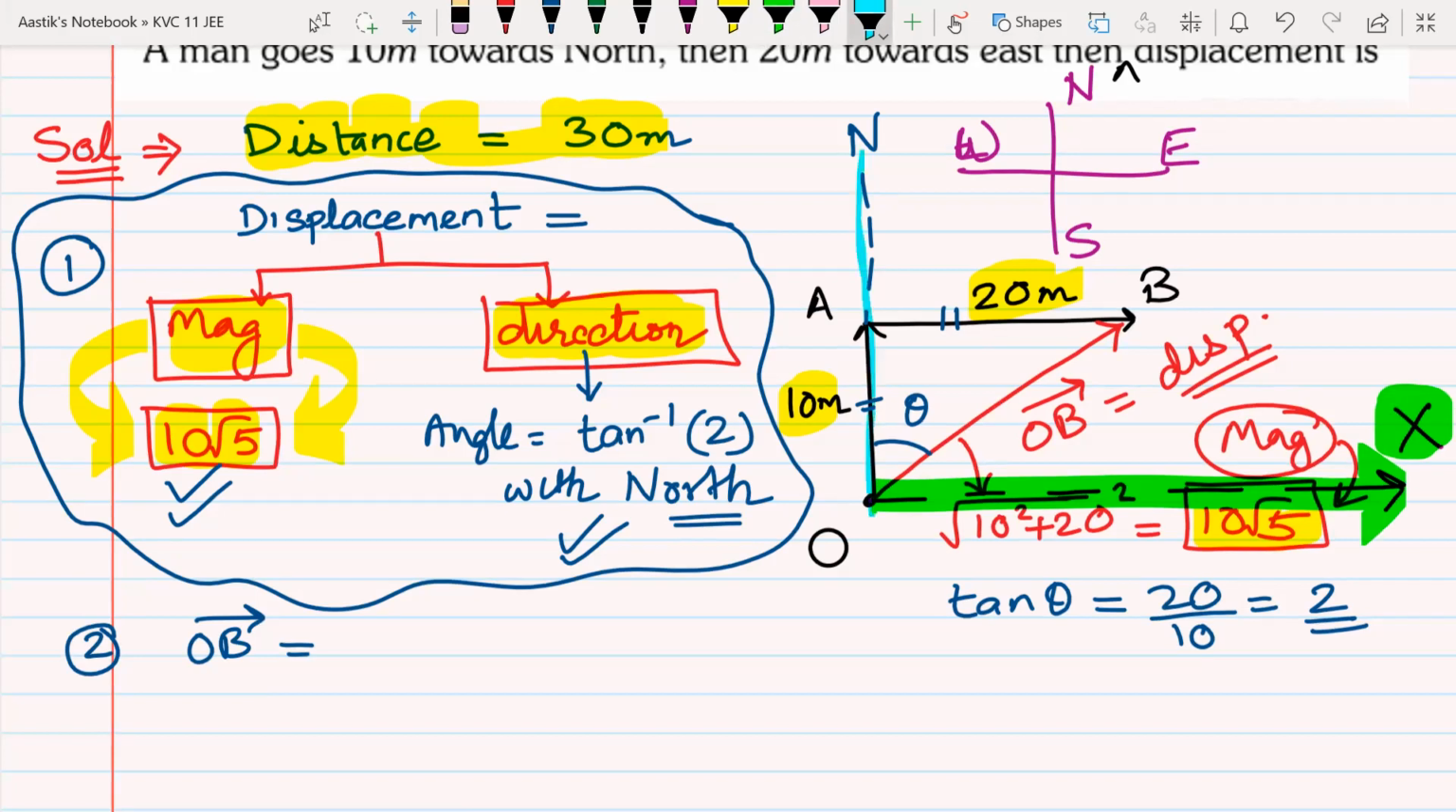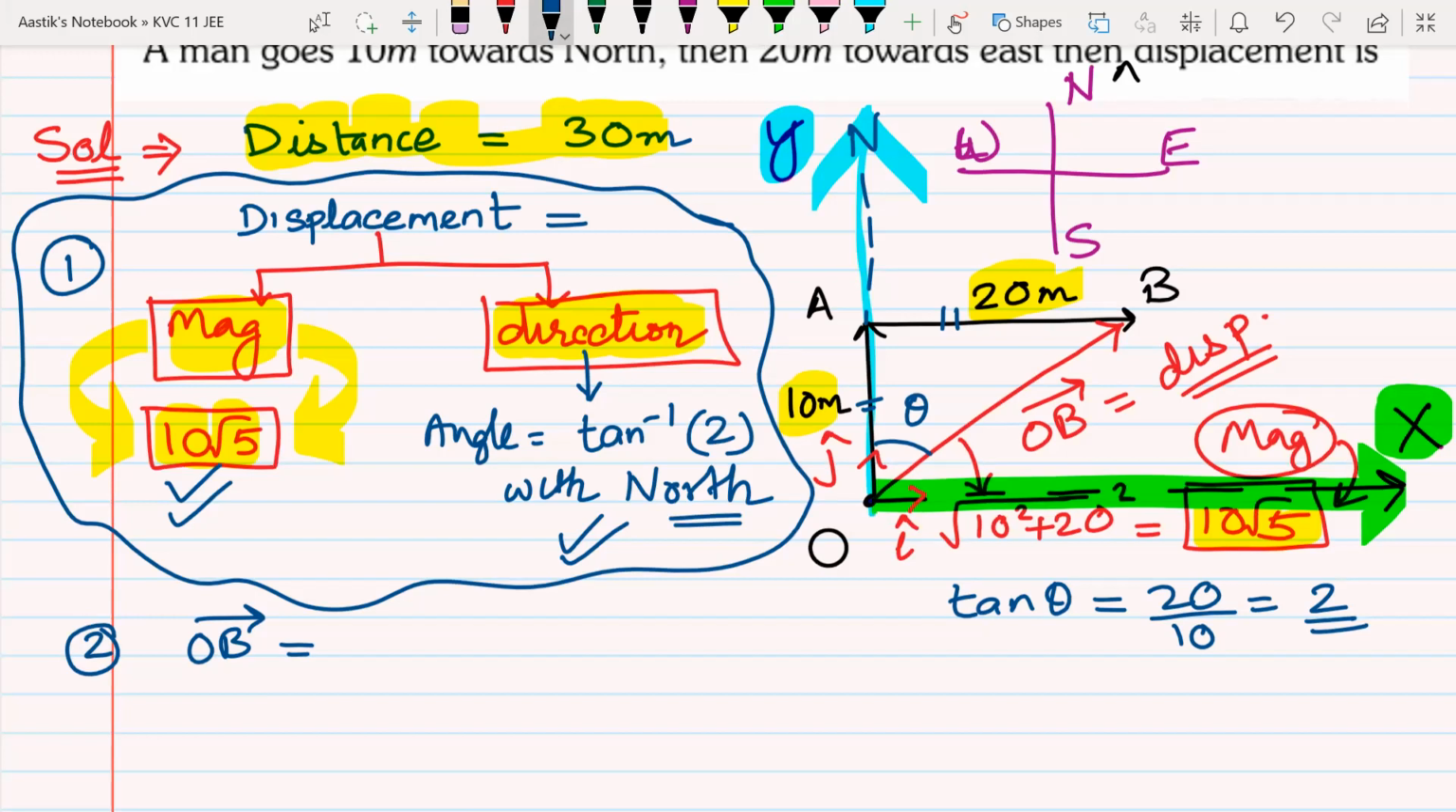This blue is my positive y-axis. Do we understand this? Yes, sir. Then you must understand that I have a unit vector which I call i along the x-axis, and I have a unit vector j along the y-axis. Yes or no? Yes, sir. I can write this OB in the form of a vector. When I say in the form of a vector, I can write it in terms of i and j.